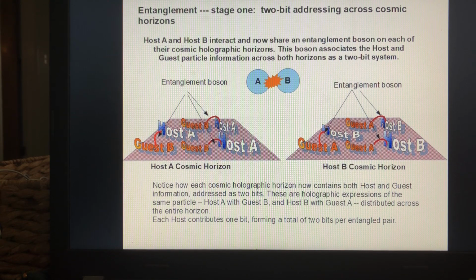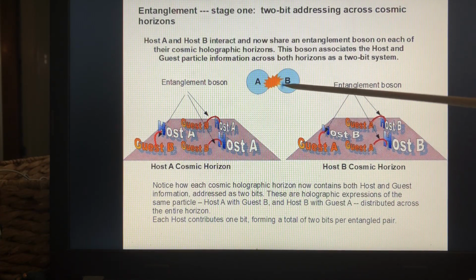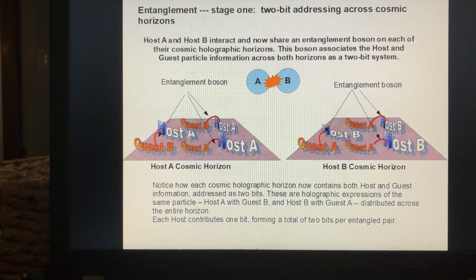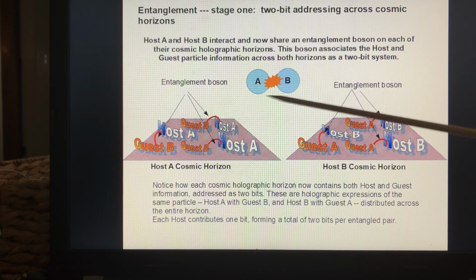Stage 1, 2-bit addressing across cosmic horizons. Host A and B interact and now share an entanglement boson on each of their cosmic holographic horizons. This boson associates the host and guest particle information across both horizons as a 2-bit system. So finally, A and B bump into each other, and because they did not have spin sign, they're entangled. And they're addressed as 2 bits.